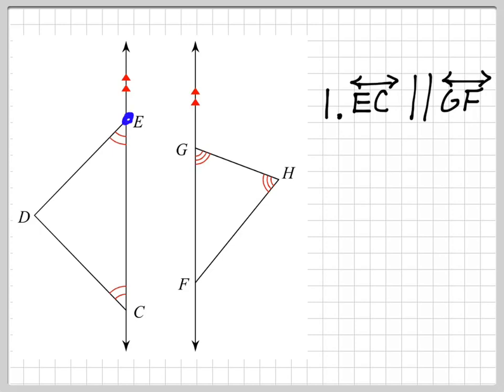And this one is line EC or CE. Again, direction doesn't matter, so I can reverse the order of these and it doesn't make a difference. I'm still talking about the same line.